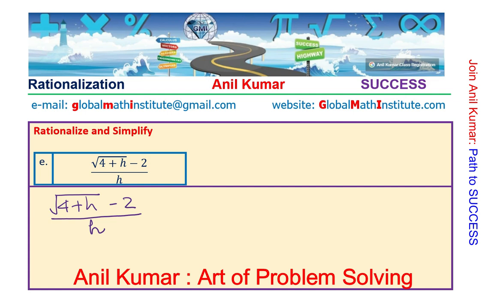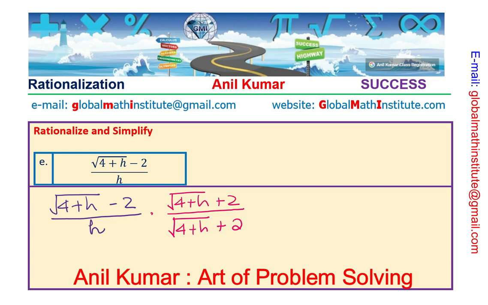Now let's rationalize. To rationalize, we'll multiply and divide by the conjugate, which you know is square root of 4 plus h plus 2, right? So that step is multiplying and dividing by the conjugate of the numerator. So this time we have rationalized the numerator. Do you understand? And when you do that, what do we get?